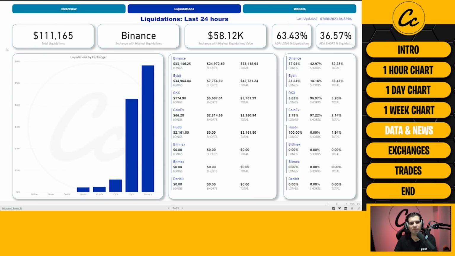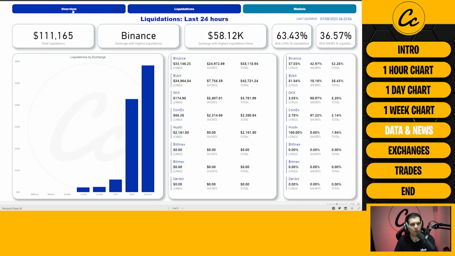Ultimately, exchanges that seem to be heavy on liquidations are Binance and Bybit. Outside of those two, everything else is really small. OKX is in third spot at 5 million, CoinEx at 2 million, Huobi at 2 million, and so forth, right? So not a lot of leverage going on when it comes to ADA.